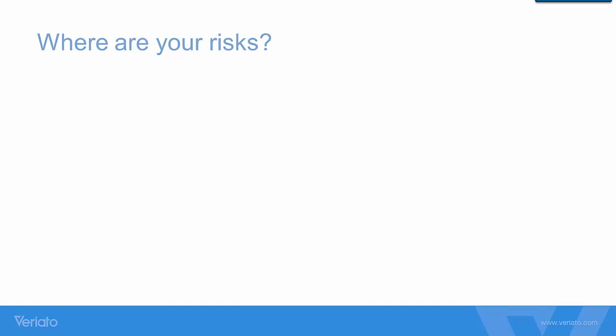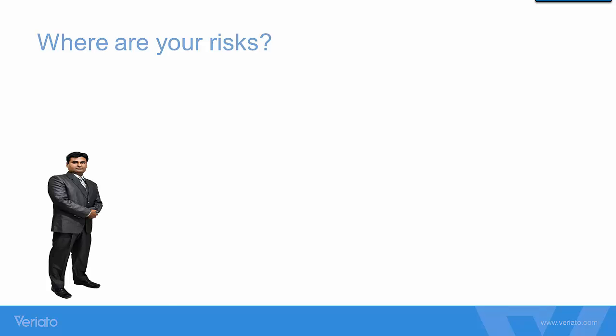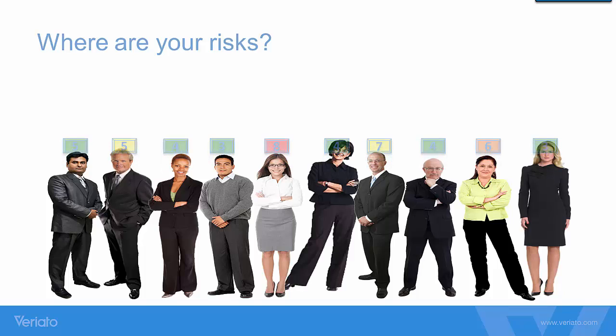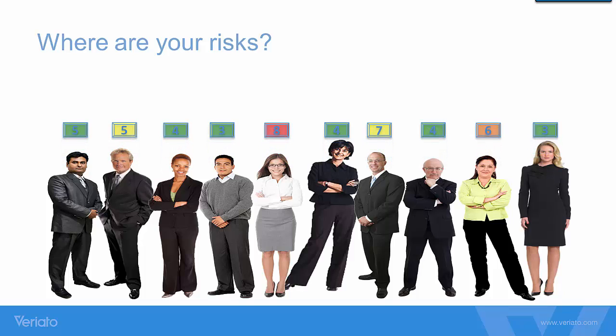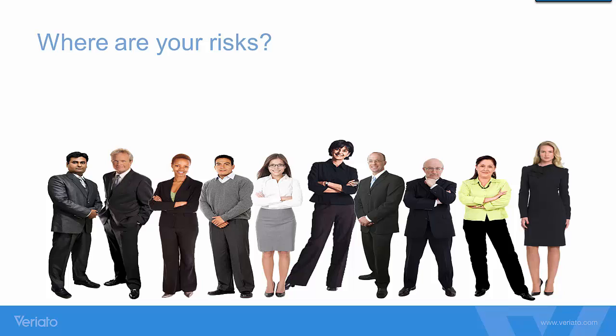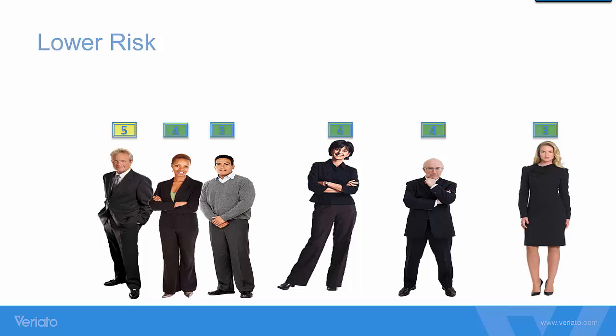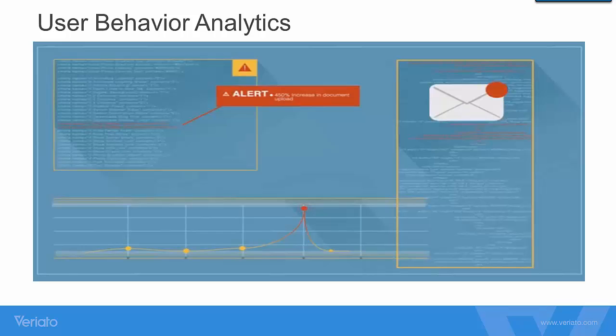Let's take a look at an organization. These people represent your users. It would be nice if they walked around with a risk score clearly visible, but they don't. And even if they did, remember, risk shifts over time. Let's zero in on our lower risk users, which, if yours is like most organizations, is the majority of your users. Remember, lower risk is not the same as no risk. For lower risk users, you need user behavior analytics.